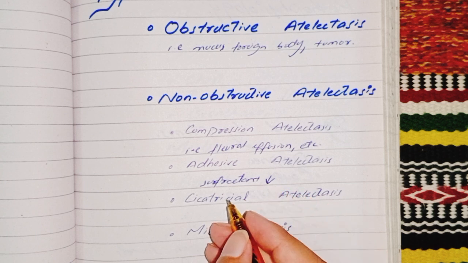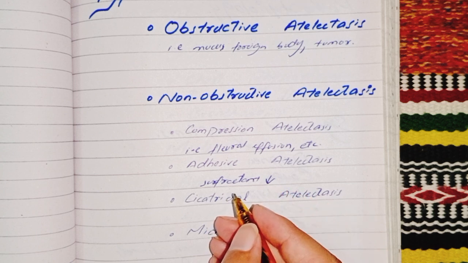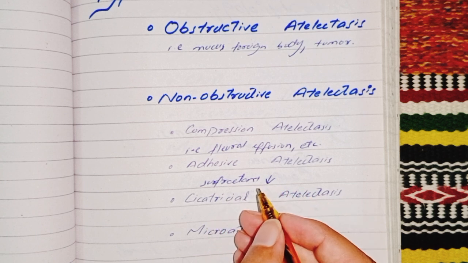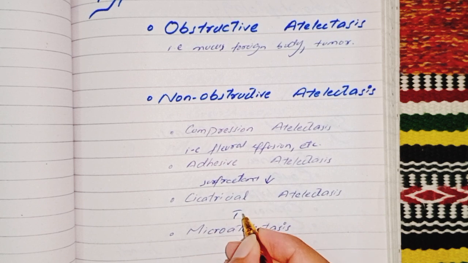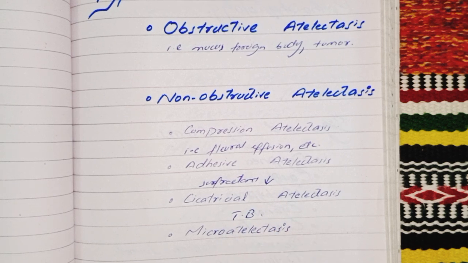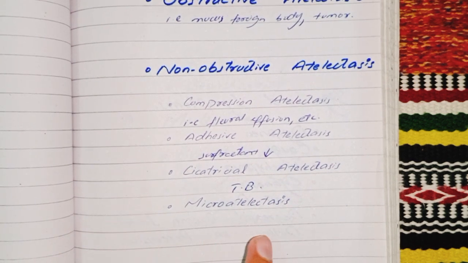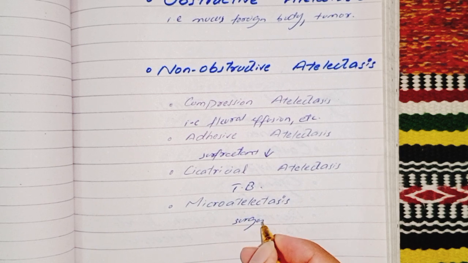Our third type is cicatricial atelectasis, due to fibrosis of lung tissue, often from chronic infections or diseases like TB, tuberculosis. Our last type is microatelectasis, a diffuse small-scale collapse of alveoli usually seen in patients with acute respiratory distress syndrome or after surgery.